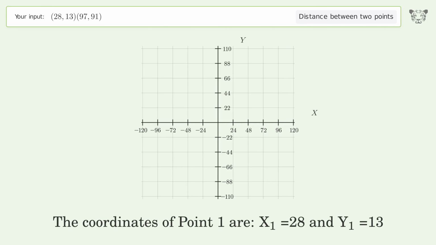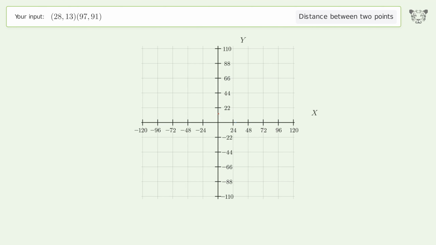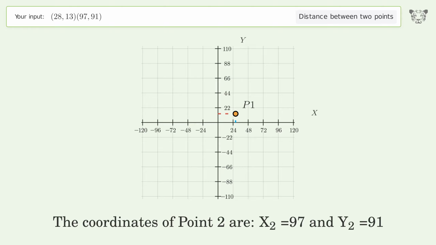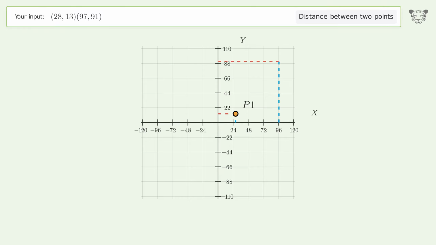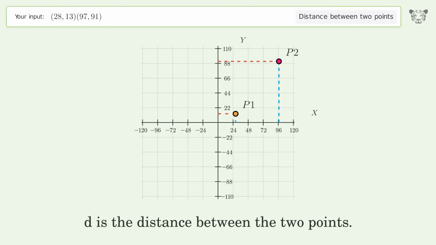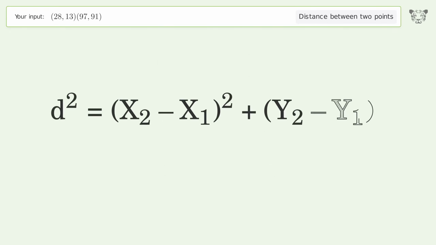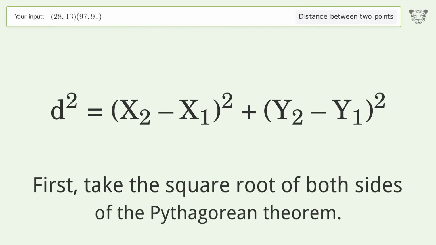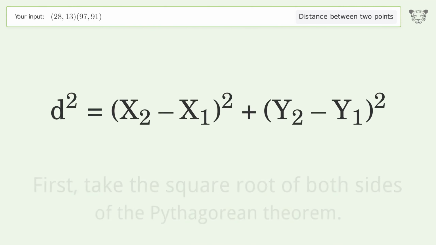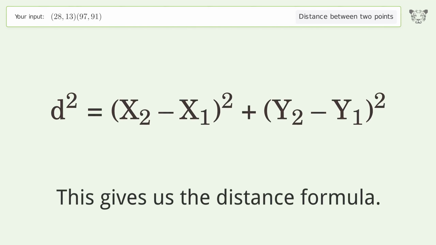The coordinates of point 1 are x1 equals 28 and y1 equals 13. The coordinates of point 2 are x2 equals 97 and y2 equals 91. D is the distance between the 2 points. First, take the square root of both sides of the Pythagorean theorem. This gives us the distance formula.